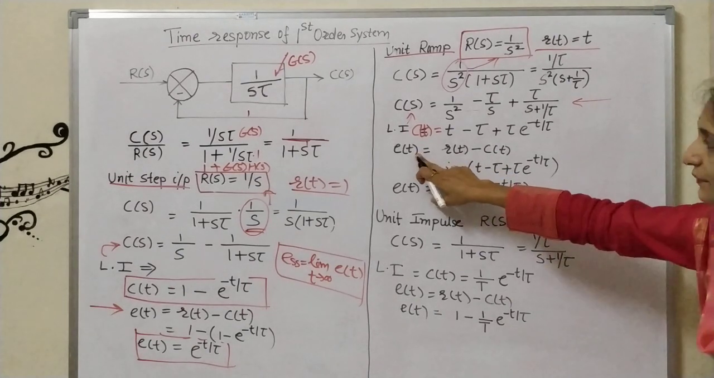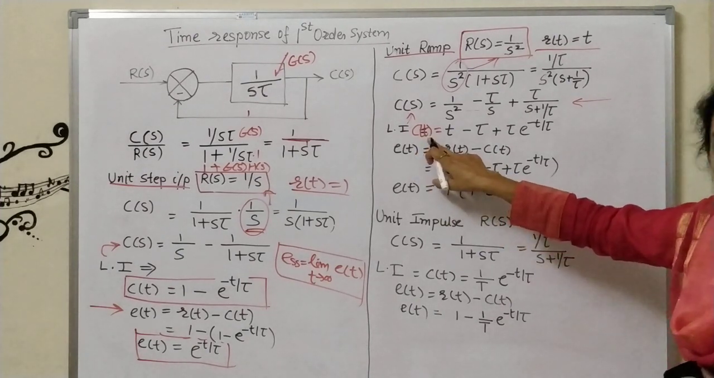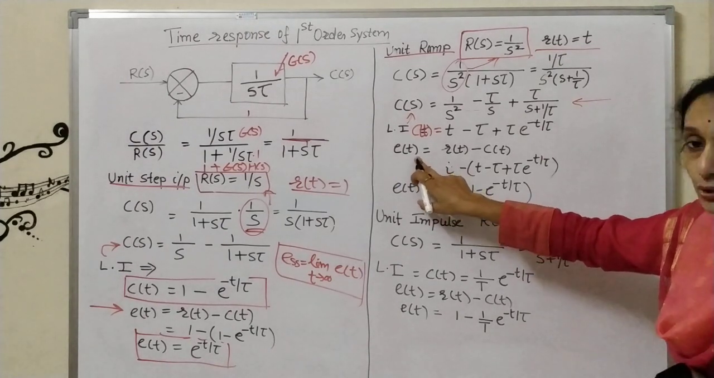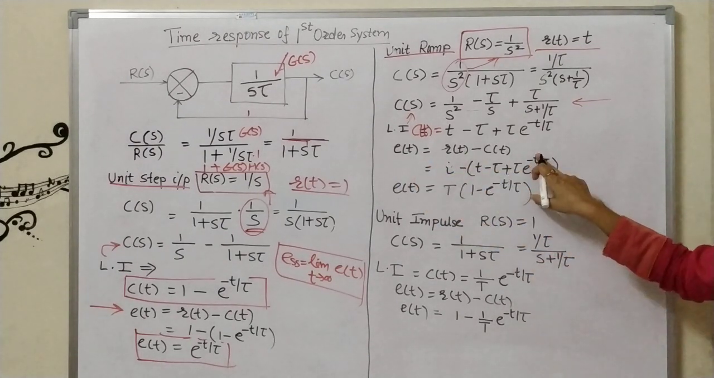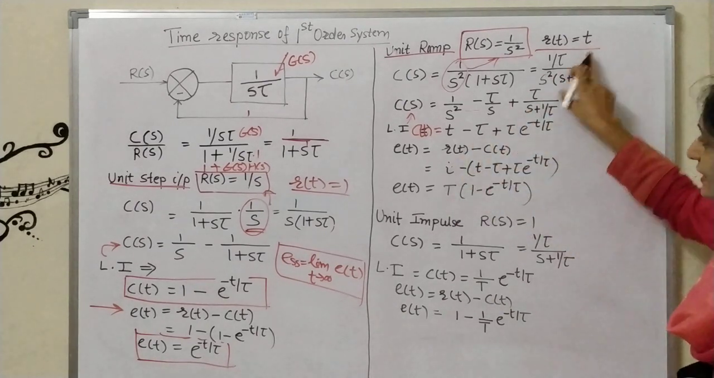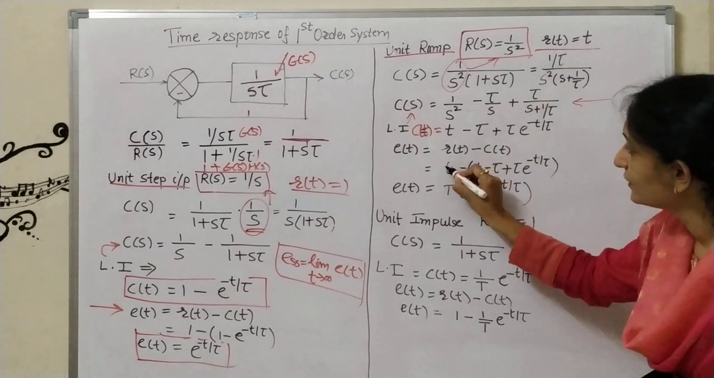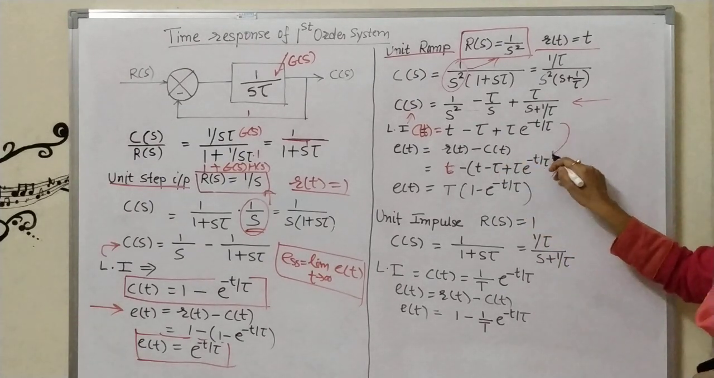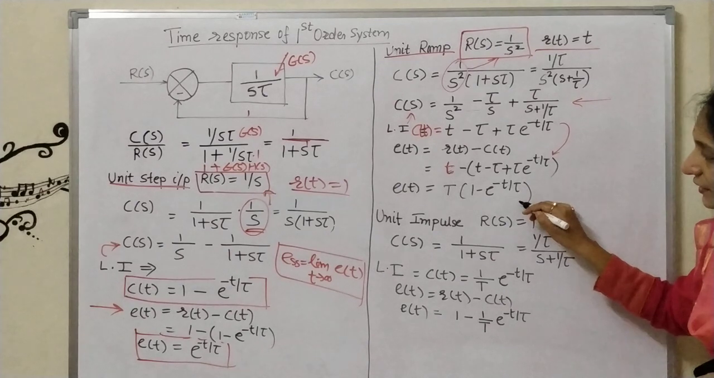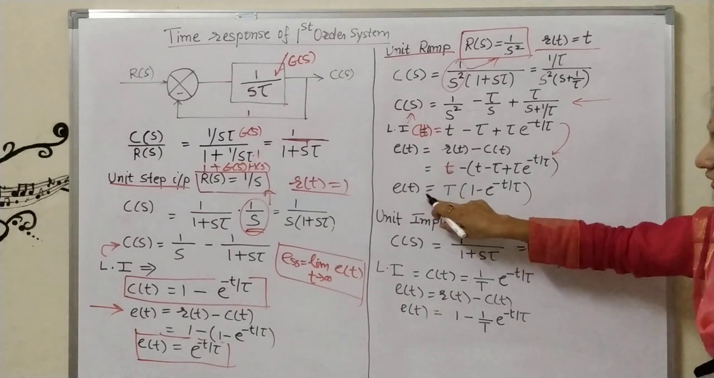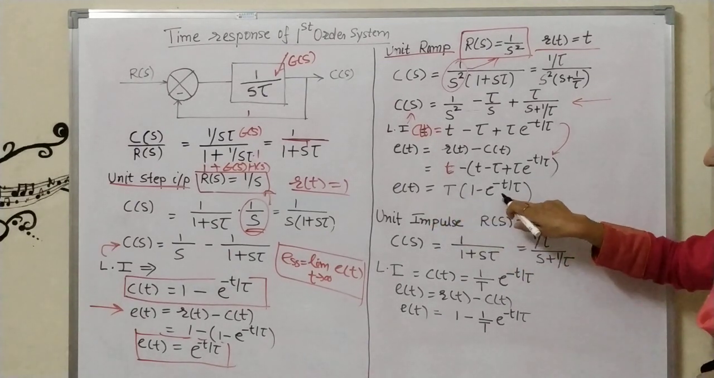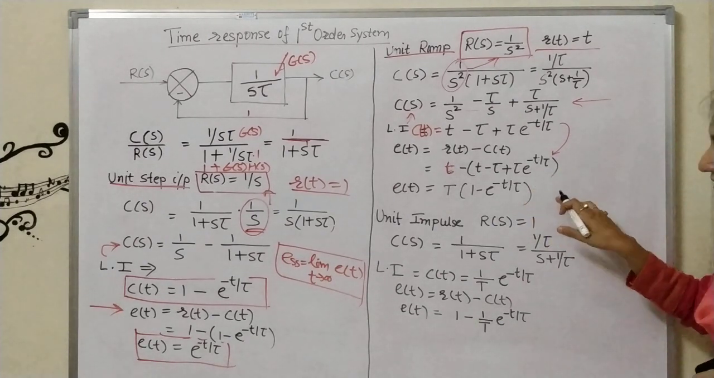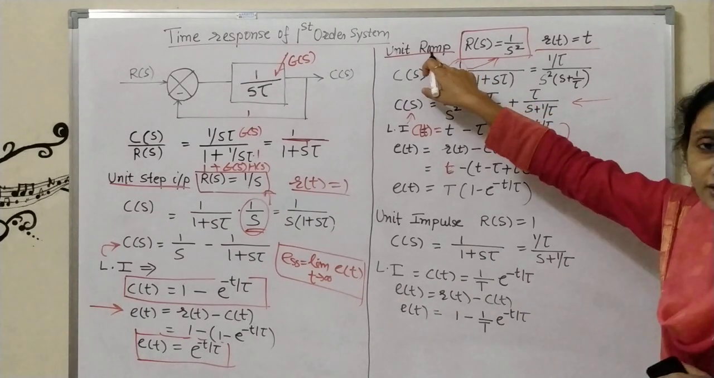The same thing I will do now. Once I get the output, I will substitute in the error formula. So what is the error formula? E of t is equal to R of t minus C of t. Okay. So input is t. I have substituted t here. This is t. Then I have substituted C of t, whatever I have calculated. So what I got here? I got error E of t as t into 1 minus e to the power minus t by tau. Okay. So this is error with unit ramp input.